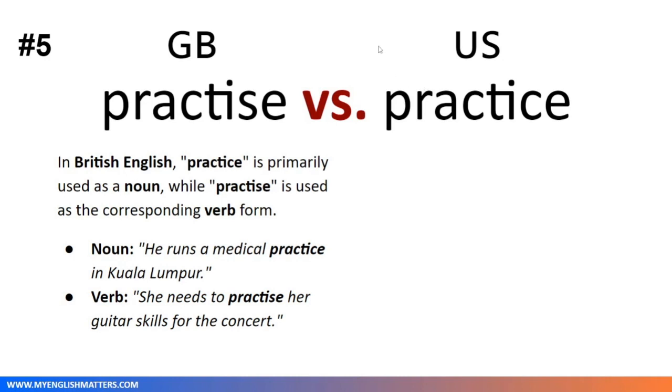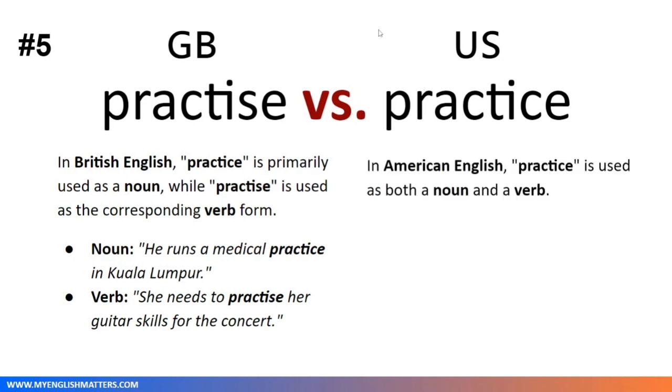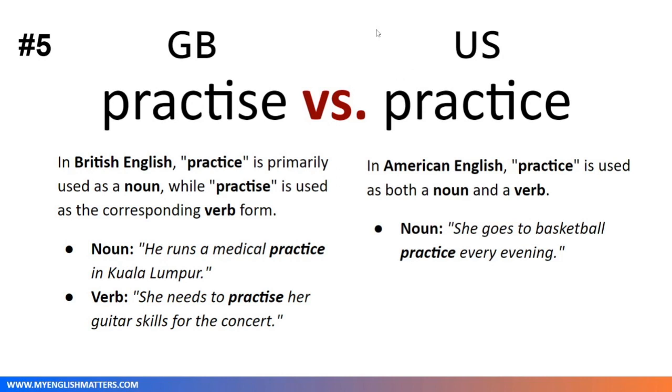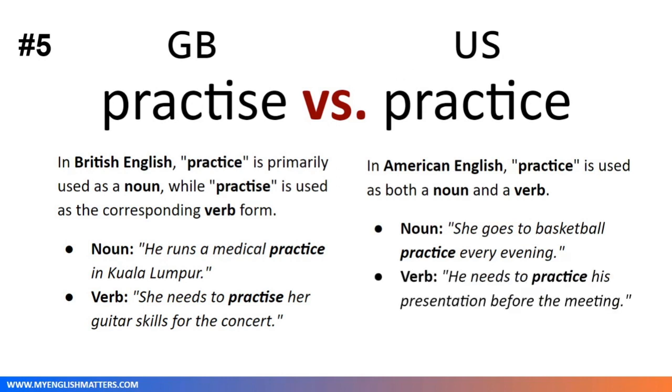So it's easier, isn't it, if we choose the American spelling, because practice is used as both a noun and a verb. She goes to basketball practice every evening. And as a verb, he needs to practice his presentation before the meeting. Wow. So much easier if you choose American English in this example. Okay.